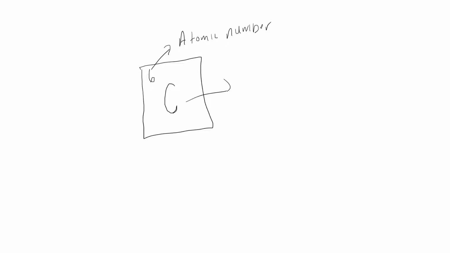Over here we have the symbol. And then at the very bottom, which again sometimes switches depending on which periodic table you look at, you have the atomic mass, which is 12.011 in this instance. So that is what we have here. And this here is my atomic mass.